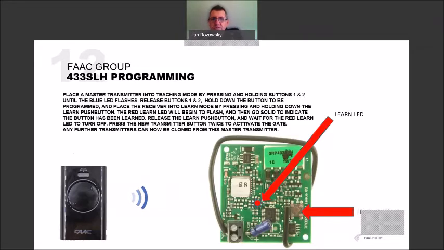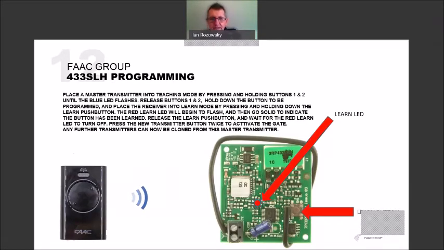And you put the receiver into learn mode by pressing and holding down the learn push button. And the red LED will begin to flash, and then it will go solid to indicate that the button's been learned. And you can then release that learn push button. You wait for the red learn LED to turn off, and you then need to press that new transmitter twice. That is just to synchronize the hopping code, and the second time will actually activate the gate. And then any further transmitters are now cloned from that master transmitter.